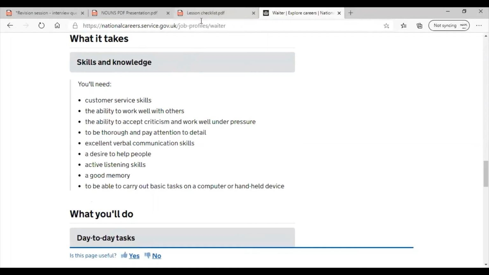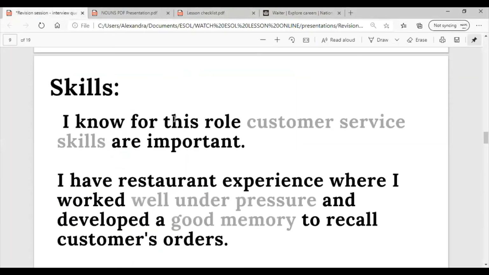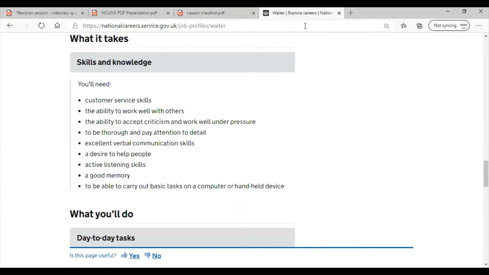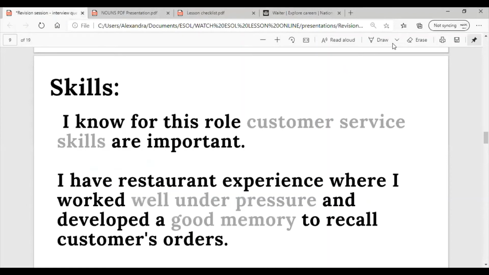What do you know about the role you've applied for? So these lists of skills and knowledge, we've got them put into sentence here. So I know for this role, customer service skills are important, which is very important for a waiting staff role. And I have restaurant experience where I work while under pressure and develop a good memory to recall customers' orders. So if we jump back here, we can see that customer service skills, a good memory, excellent detail and communication skills are all important things mentioned in these answers for if you were to work as a waiter, and there are many transferable skills as well for different jobs.